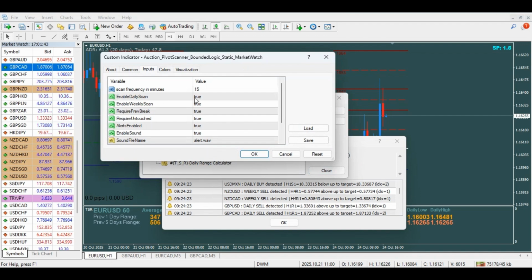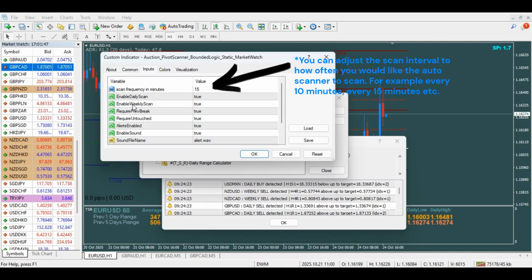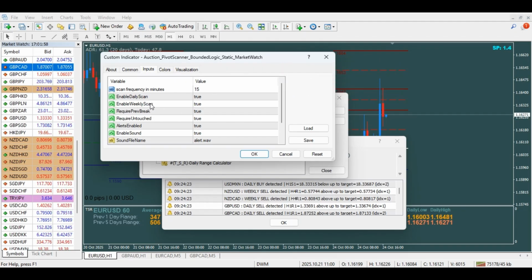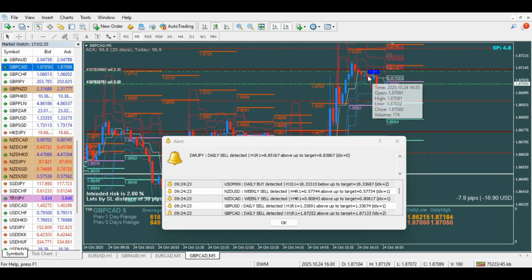You can enable the daily scans, or you can disable it if you'd like and only focus on weekly scans, or vice versa, you can just enable the weekly scans, or you can scan for both, which is what I do. I just wait for these setups to form, and the indicator will alert me when those two preliminary conditions form, and look to take the trade, okay?